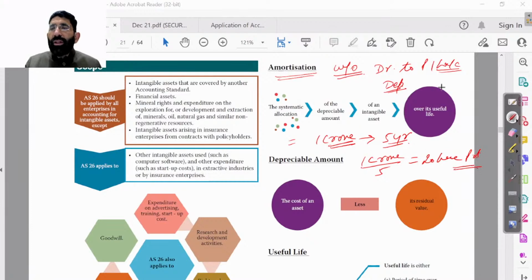That means for amortization, an entry will be made: Profit or loss account debit to intangible asset. So this entry will be passed every year with rupees 20 lakhs.